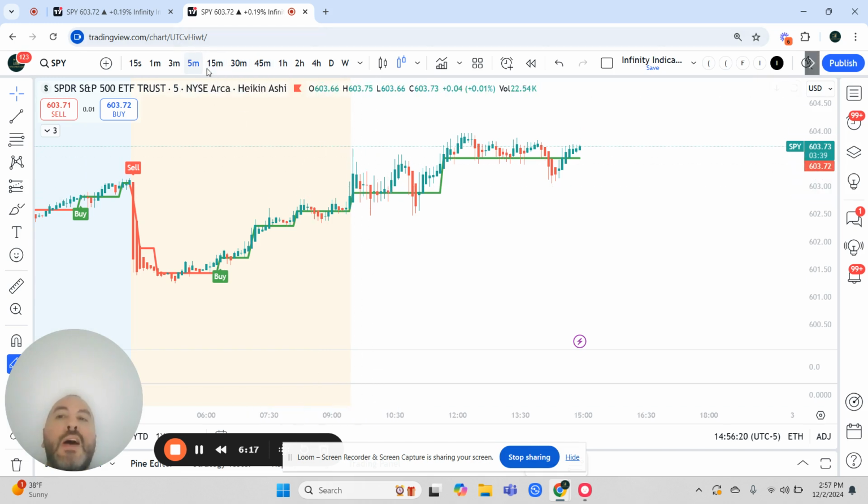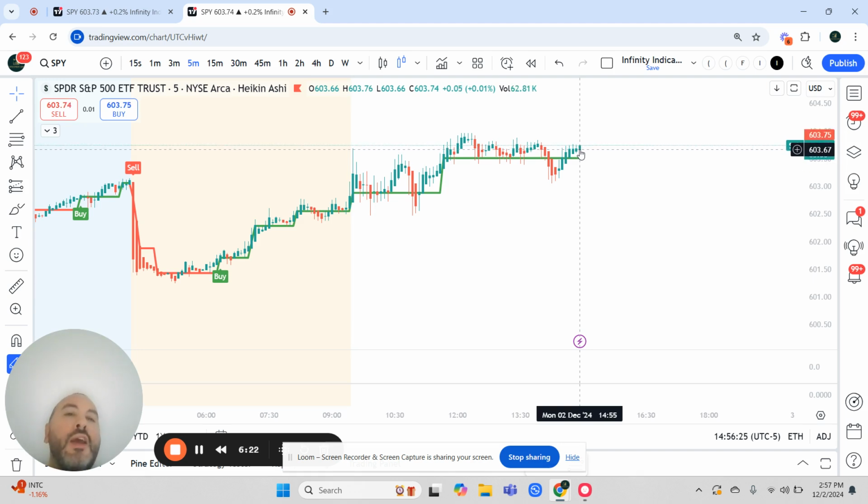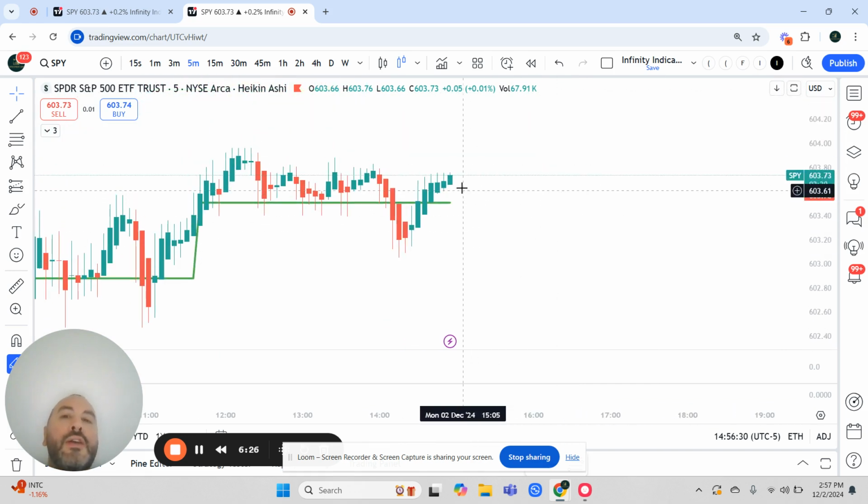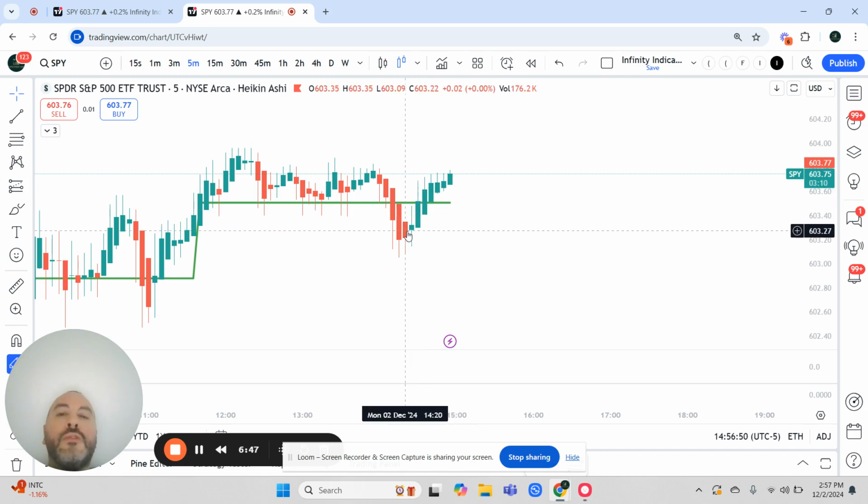So the 5 minute chart. What does that mean? That means that each candle, each one of these individual candles right here is 5 minutes of time. Okay. So here's 5 minutes. This is the candle from 2:55 to 3 o'clock. This is the candle from 2:50 to 2:55. This is the one from 2:45 to 2:50. Okay, and so on and so forth. So each one of these candles is 5 minutes of time.